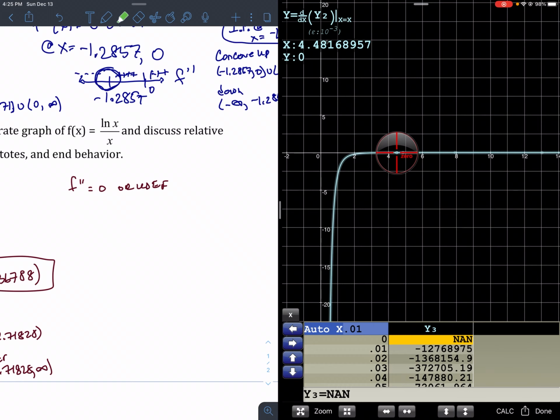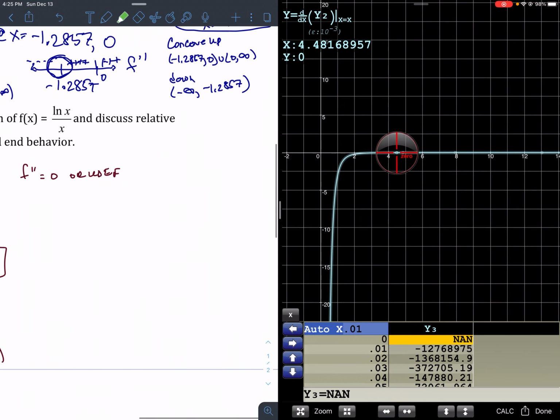It doesn't look like there's any undefined places based on the domain that I have. So it's 0, oops, go back to the correct marker, at x equals 4.4817, we'll say. Okay, so that's where that 0 occurs, 4.4817. And then to the left of it, it's below the axis. To the right of it, it's above the axis. So, yep, this is an inflection point right there.